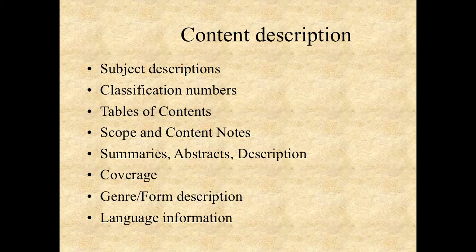In Dublin Core, there are a couple of different elements that tend to get at content description. There's description, that's the name of the element, which is a free text content description element. There's also coverage, which is for describing the geographical or chronological sort of description of the resource. Genre and form also get at content description.